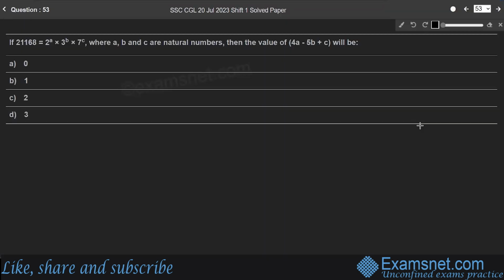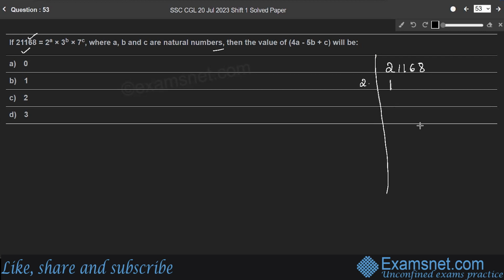Question 53. 21,168 is equal to 2 raised to A into 3 raised to B into 7 raised to C, where A, B and C are natural numbers. Then the value of 4A minus 5B plus C will be? So let us express the given number as the product of its factors, right? For that, go for the division method. 21,168. Since the number is an even number, we'll start from number 2.